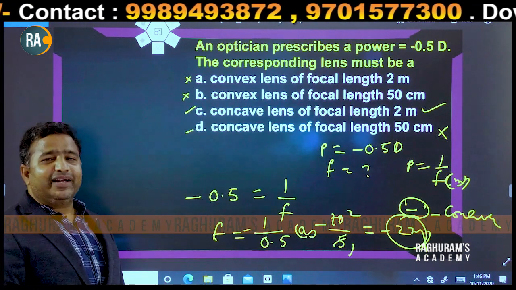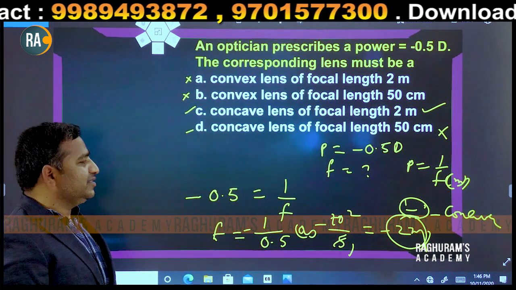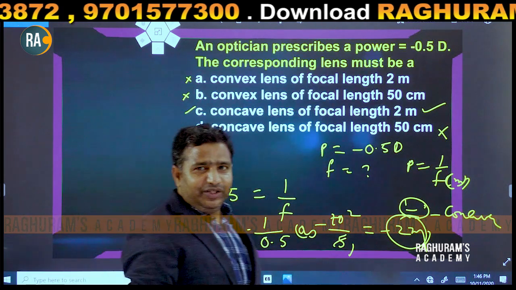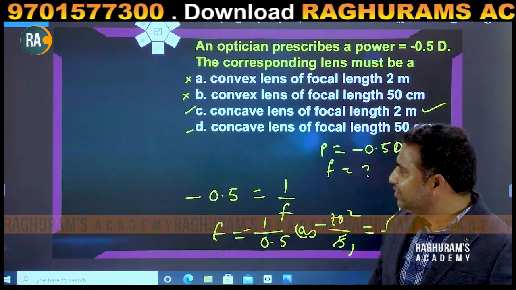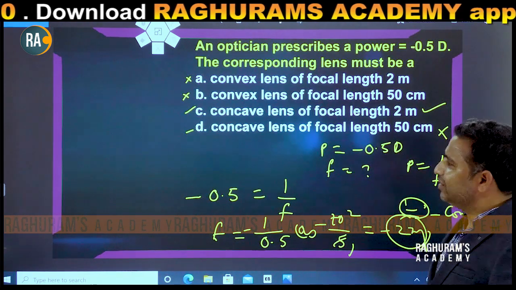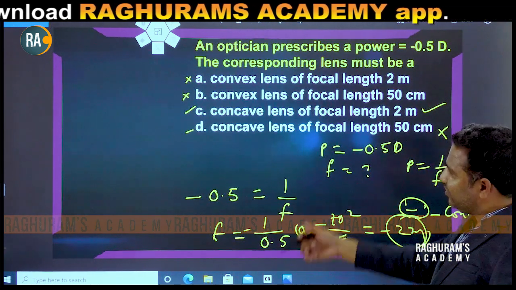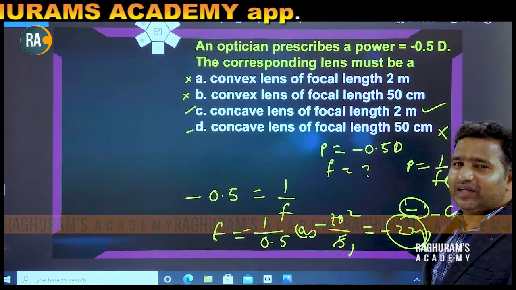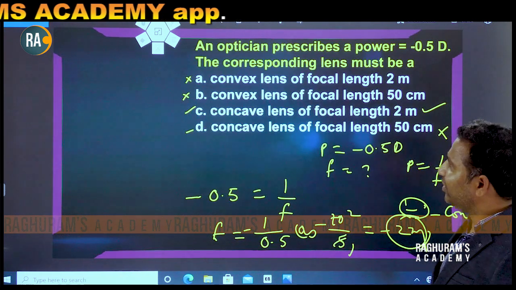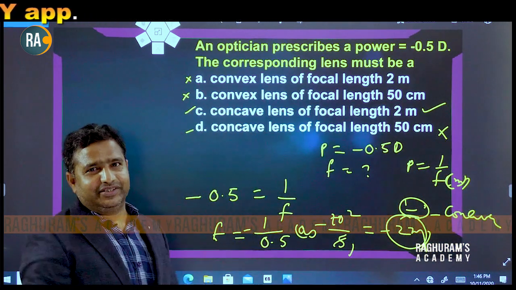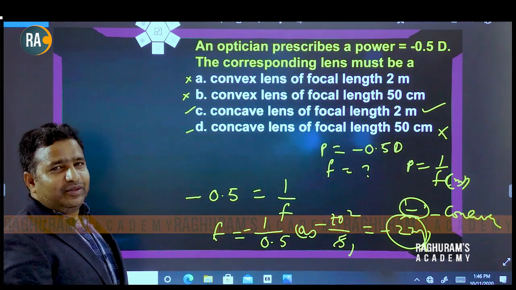The minus indicates a concave lens. As I already told you, if the optical power is negative, it is considered a concave lens. If the power is positive, it is considered a convex lens. That's why option C is the correct answer. This is our third question. After this we will discuss another question.